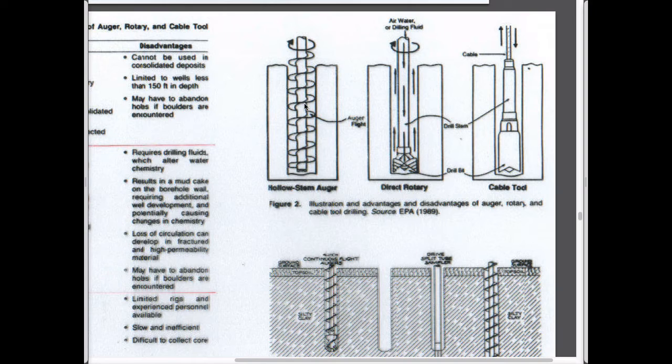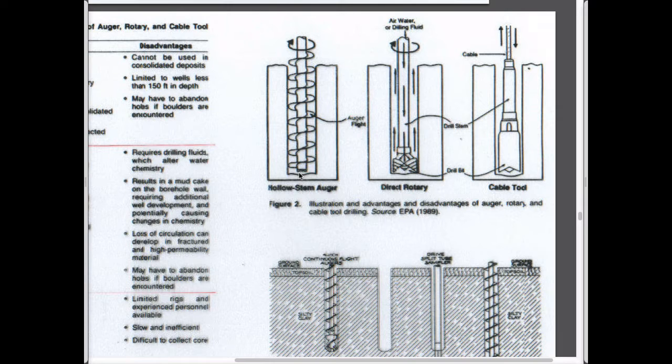So these cable tools aren't used. Cable tools is the way you drill the Drake well. You have a big heavy weight, you drop it, lift it, drop it, lift it, drop it, and then you bail out the sludge that you create here, and slowly you get deeper. I think we're a little bit beyond that now. Augering is where you drive this screw into the ground.